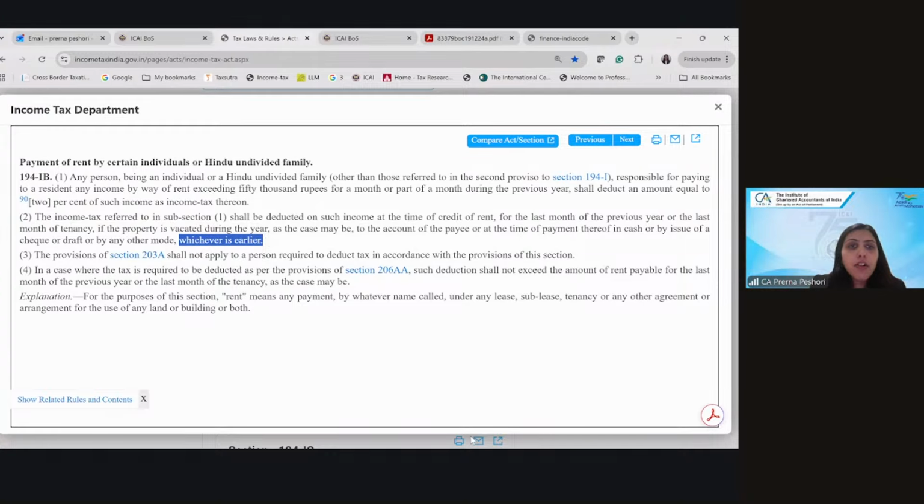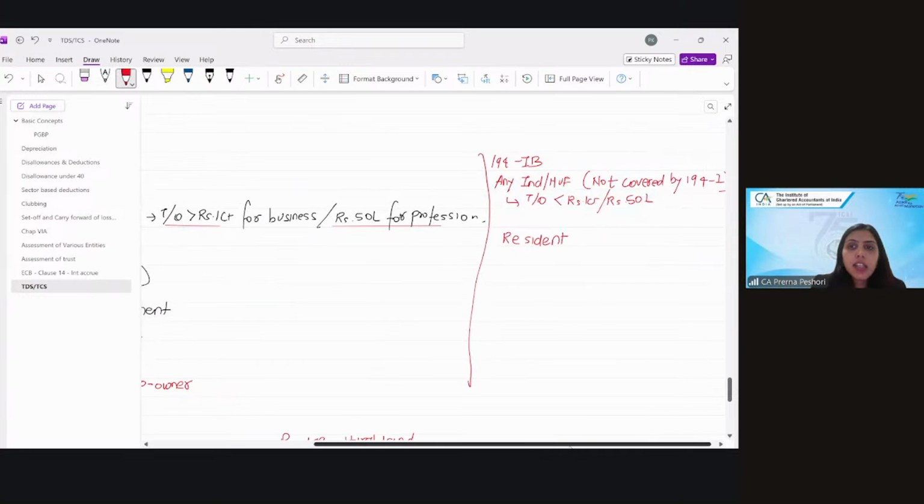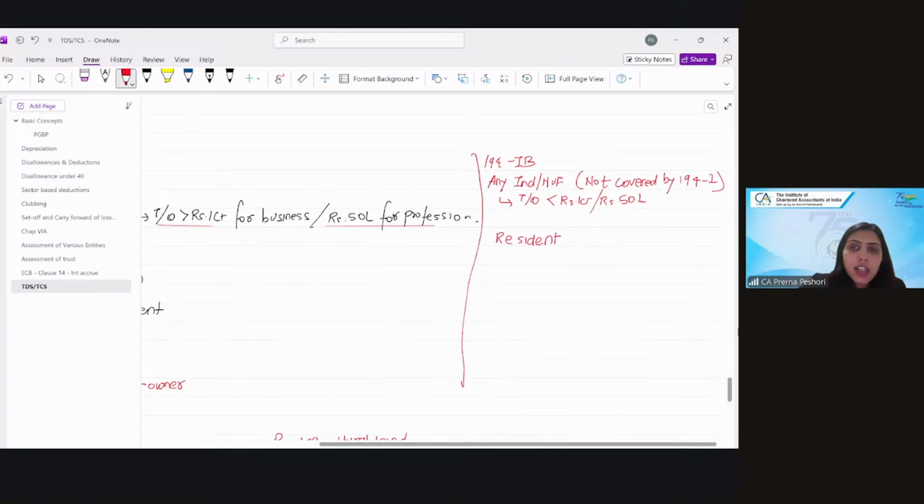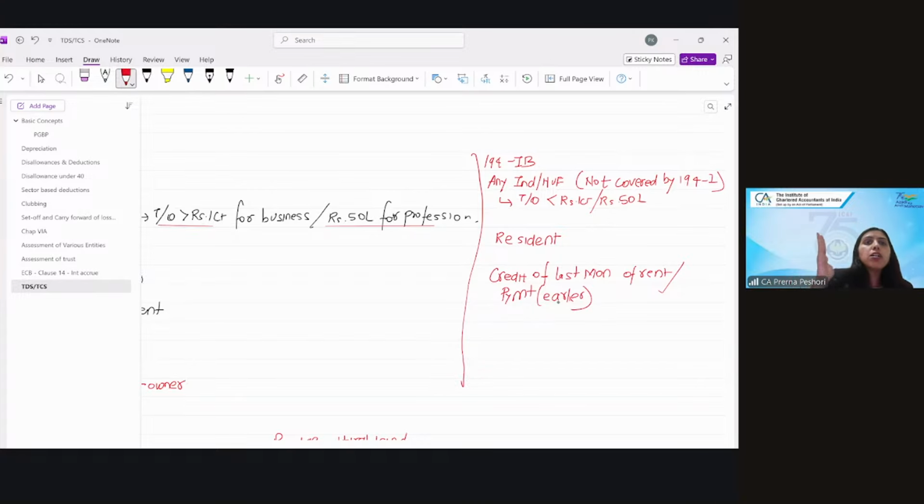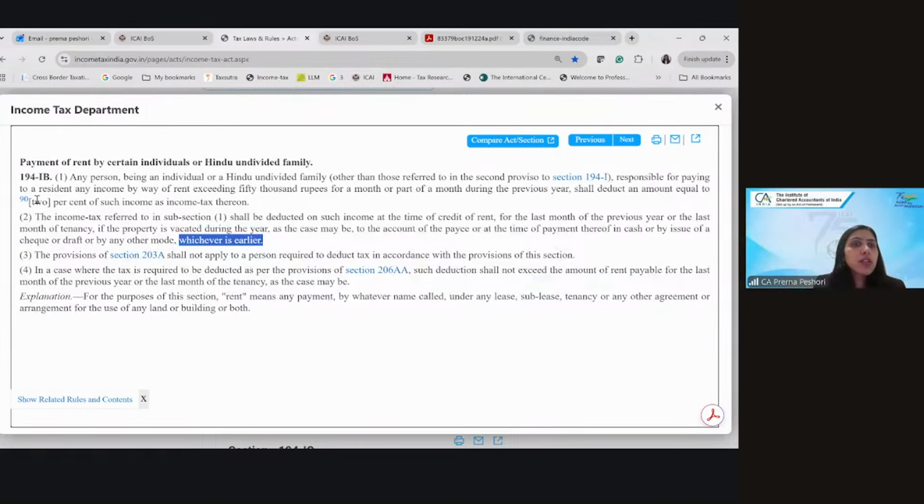So, the timing of TDS is credit of the last month of rent or the payment, whichever is earlier. So I don't need to deduct for every month. Like under 194I, I have to deduct month on month. But under 194IB, I have to deduct only in the last month of the rent which is being paid for the entire year.